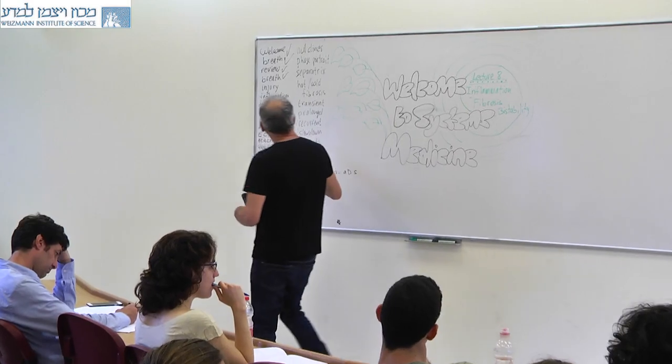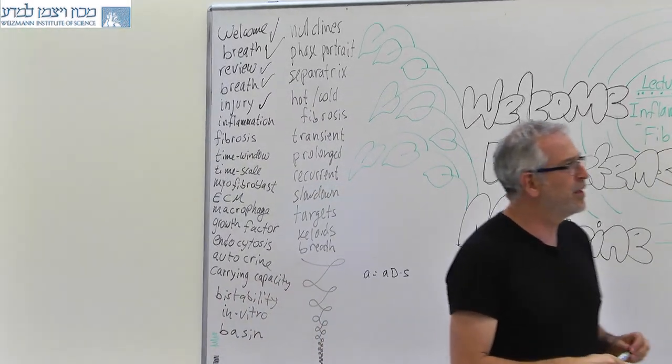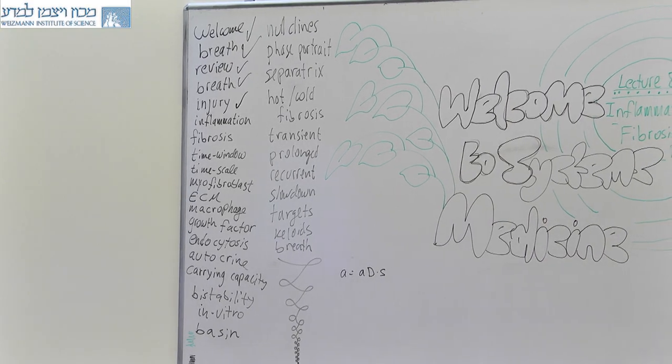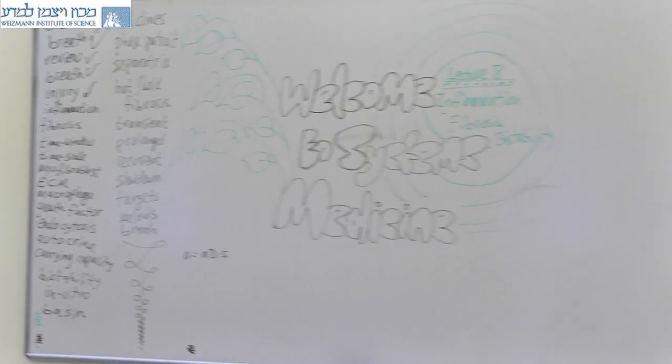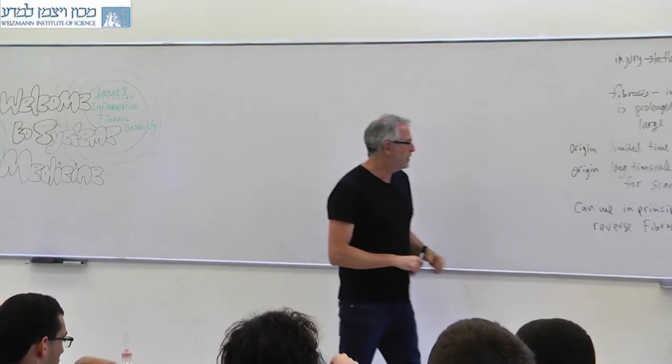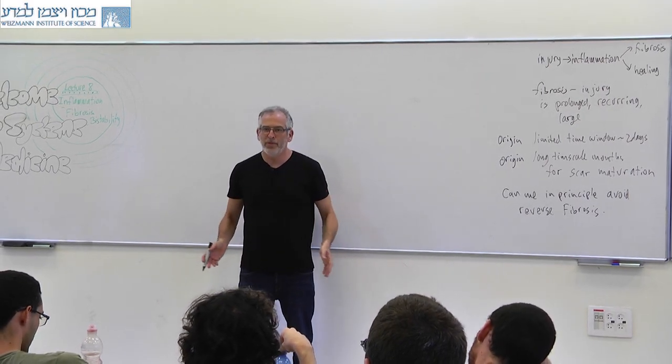All right, so let's start to talk about what is inflammation and what is fibrosis, and then do some mathematical modeling to understand this decision and go for these objectives. Let's take a nice deep breath.